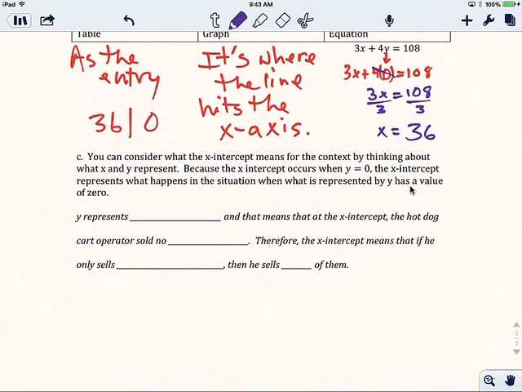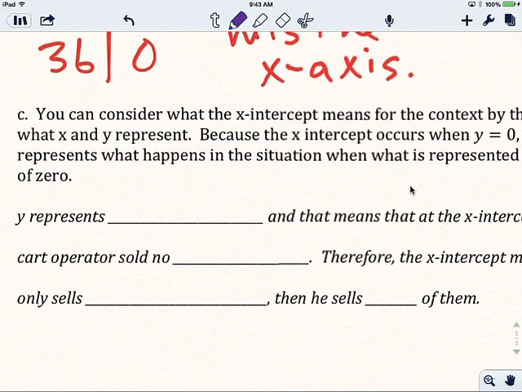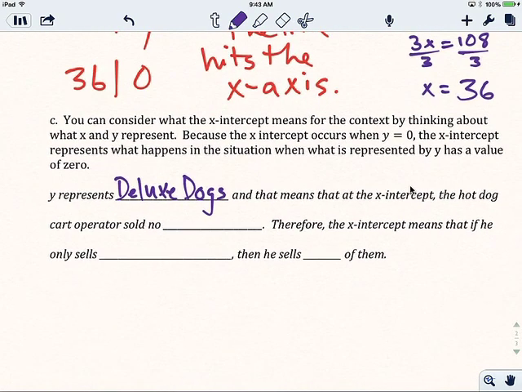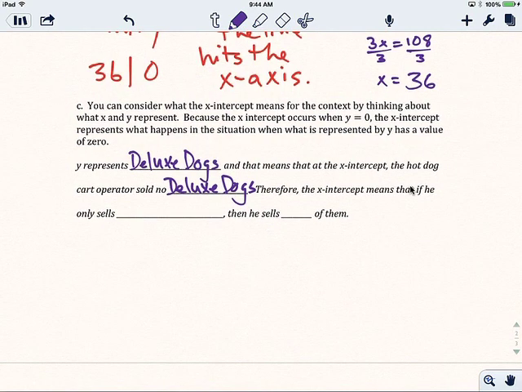Okay, so you can consider what the x-intercept means for the context by thinking about what x and y represent. Because the x-intercept occurs when y equals 0, the x-intercept represents what happens in the situation when what is represented by y has a value of 0. Okay, so y represents, we said, deluxe dogs. And that means that at the x-intercept, the hot dog cart operator sold none of those. Because we're saying that y is 0, so that means he sold no deluxe dogs. Therefore, the x-intercept means that if he only sells good dogs, he sells 36 of them.